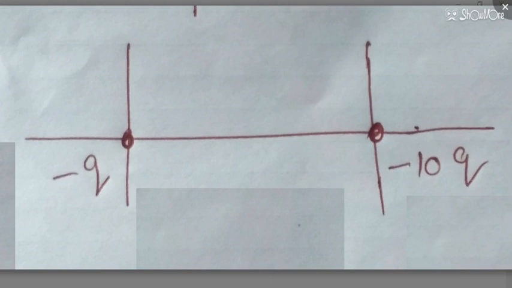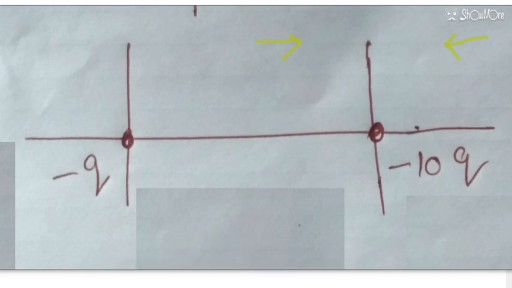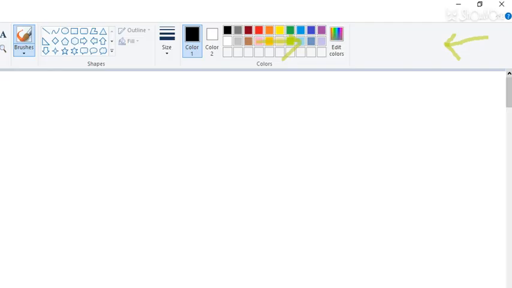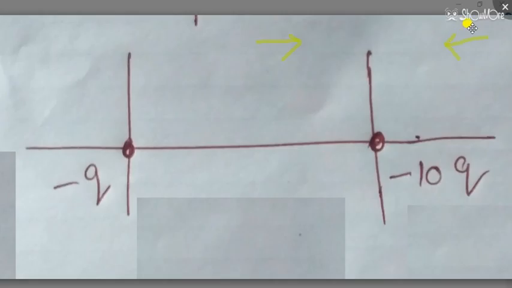And the concept for this question we will take. The concept is, this is a negative charge, so the electric field will be in this direction on this side, and in a similar way the electric field will be in the right direction due to this minus 10 charge. I hope it is clear to you now. Okay, now this is in this direction, due to this minus 10.